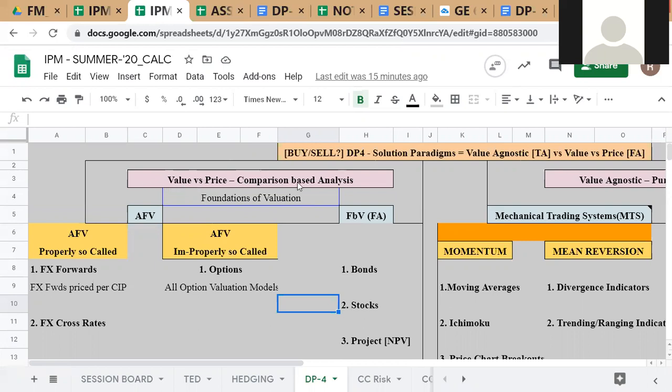This is too long an expression to keep repeating. So value versus price, when I say that, actually what I mean is an entire thing.